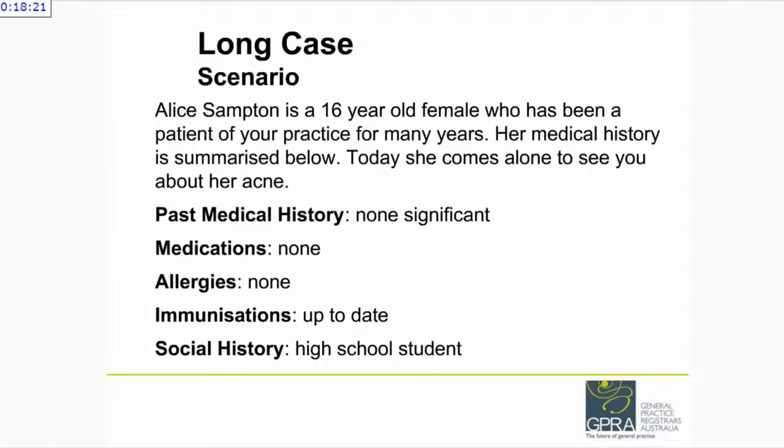Right. Okay. Can you please tell me more about your skin and what makes you worried? Well, look, it's all over my face. It's my acne. I can't hide it. It's really affecting me. I'm not happy at school. I'm not happy in my relationship. And so I've got to do something about it.